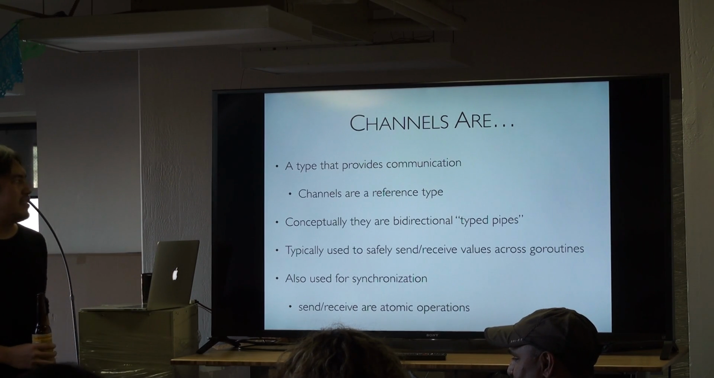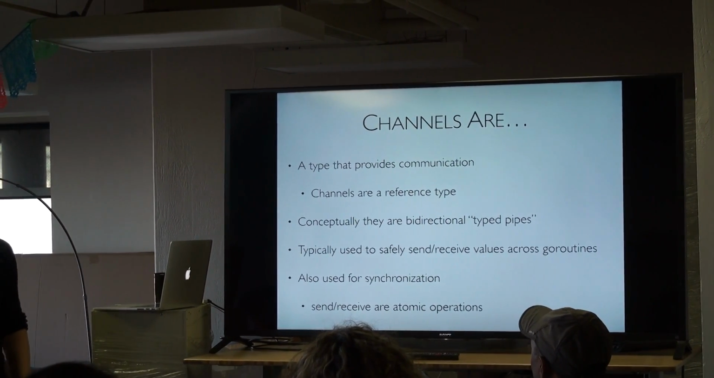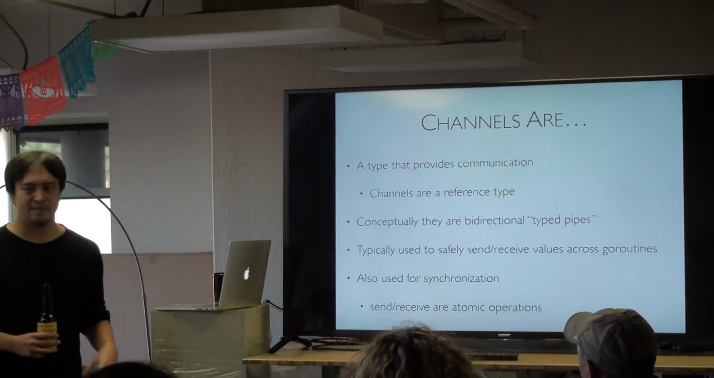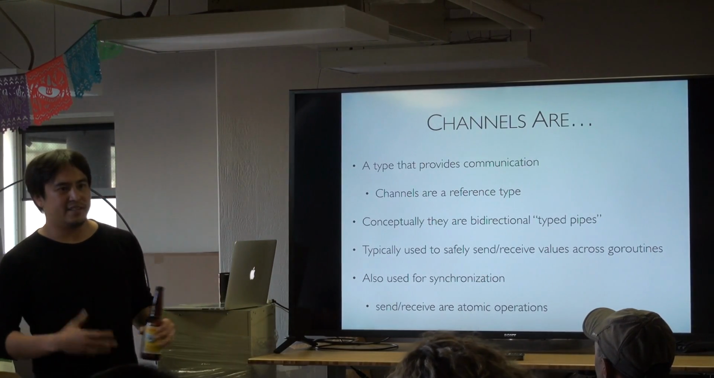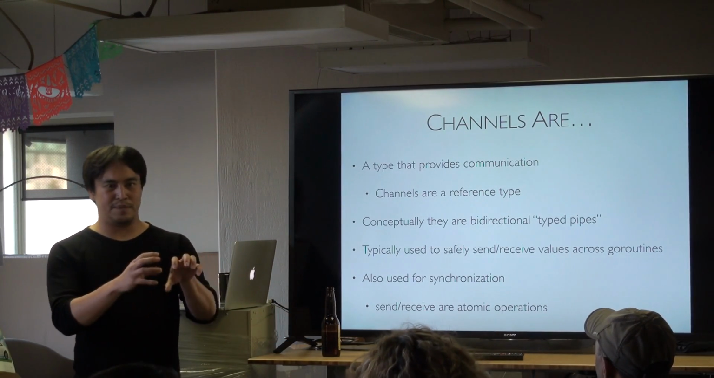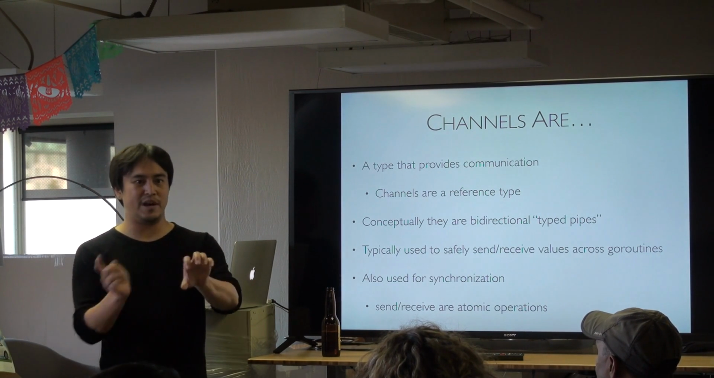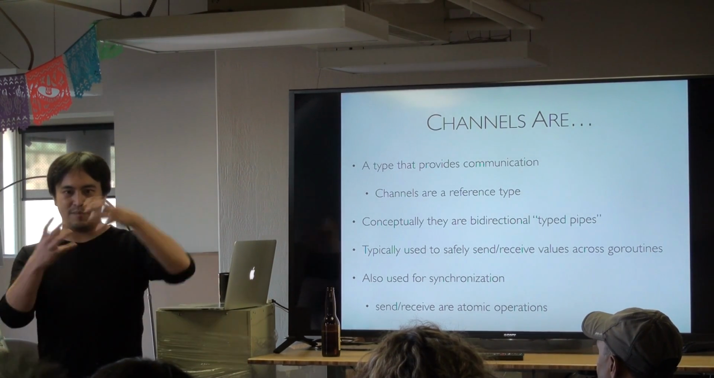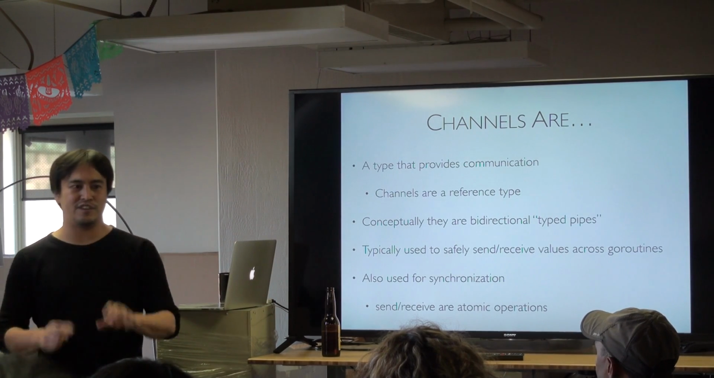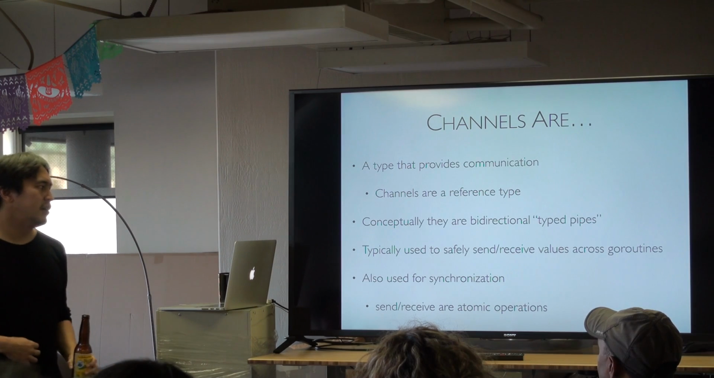So channels are basically a built-in, native, baked-in type that provides communication between two different Go routines. They're a reference type, and we're going to talk more about that in detail. For now, it's just an implementation detail. But conceptually, they're like typed pipes, like an integer pipe. You can only pass integers back and forth, or a string pipe, or any kind of complex object, complex hierarchy of objects. You can create a structure that you want to pass back and forth. Basically, you have to give it a type before you can actually make or use a channel.